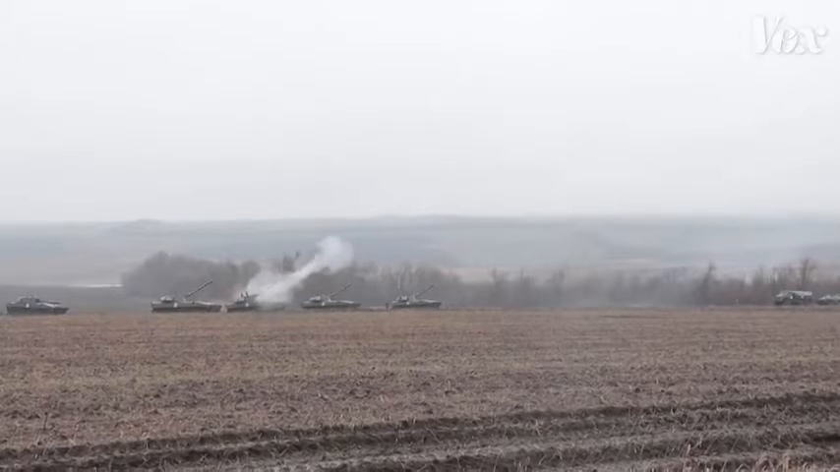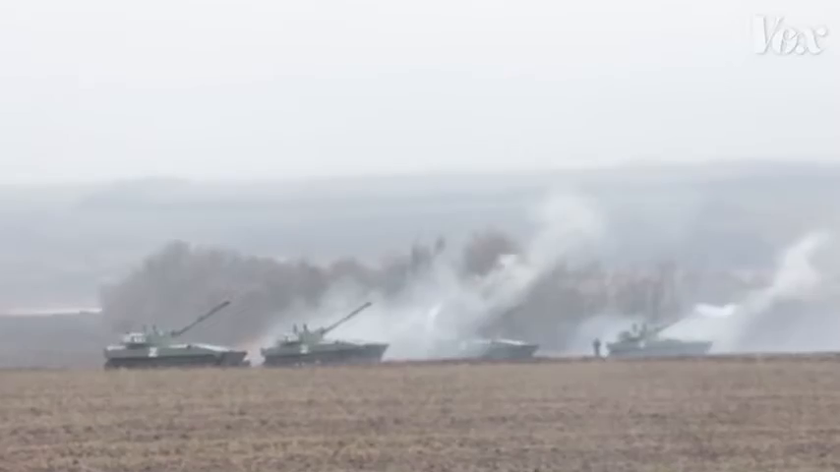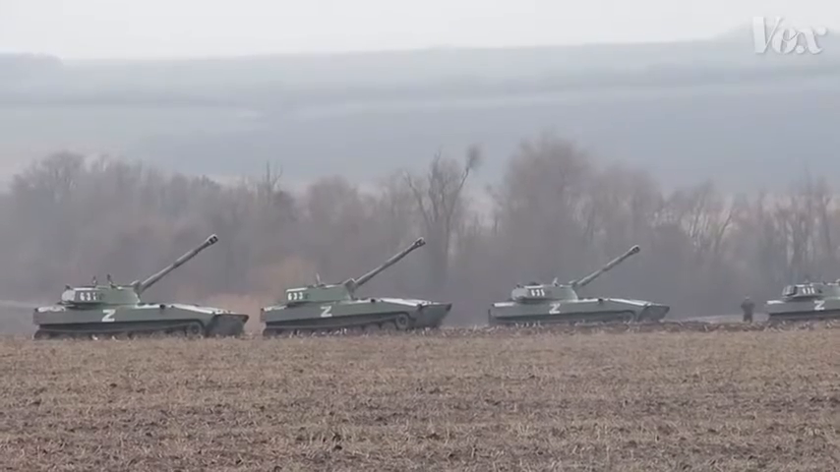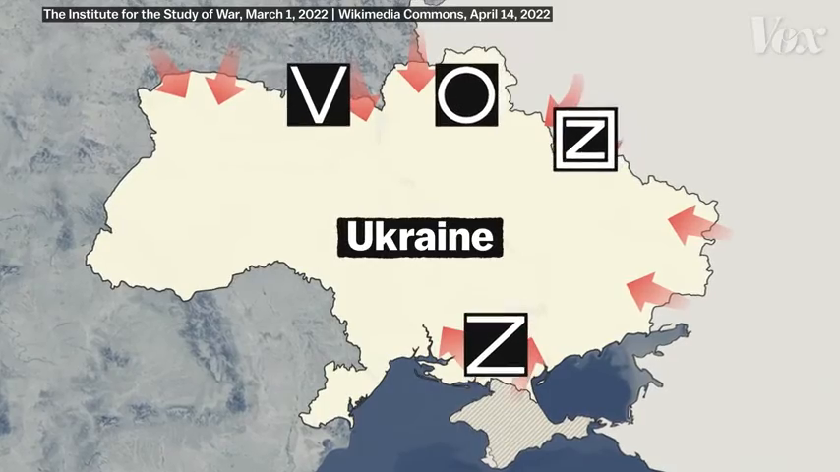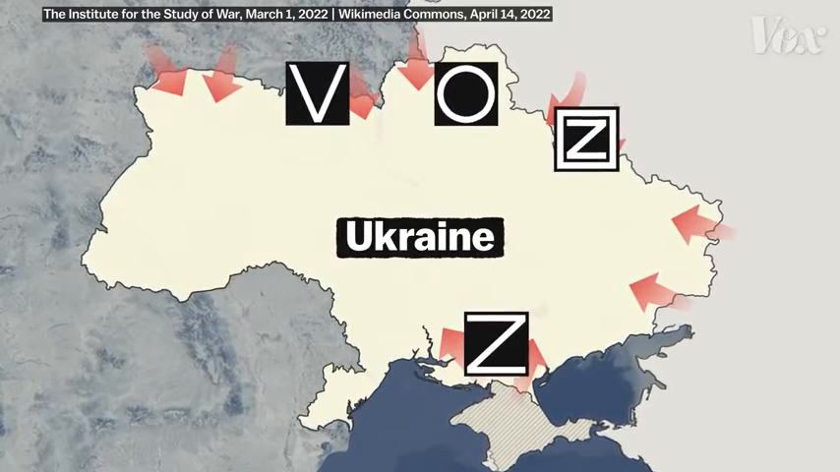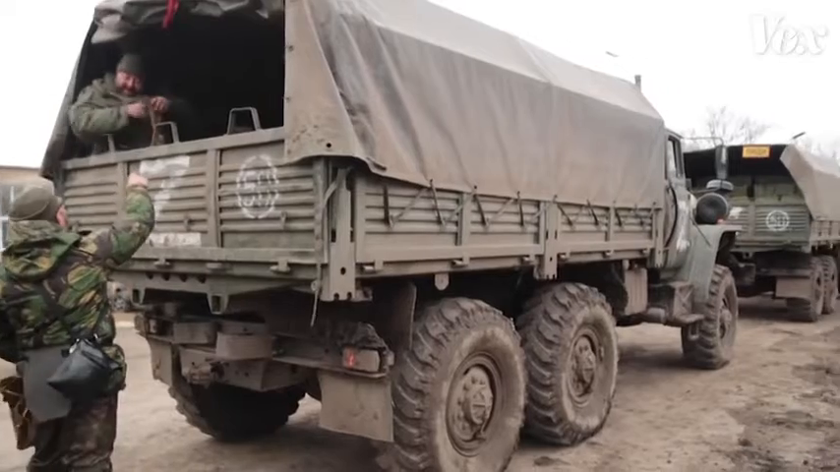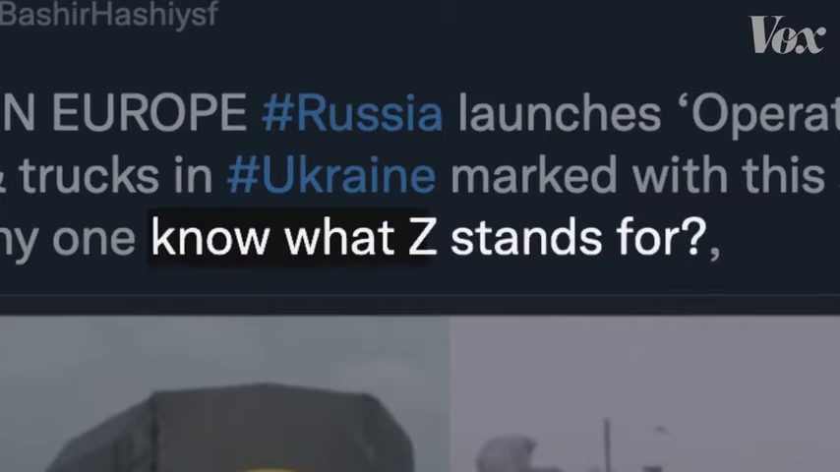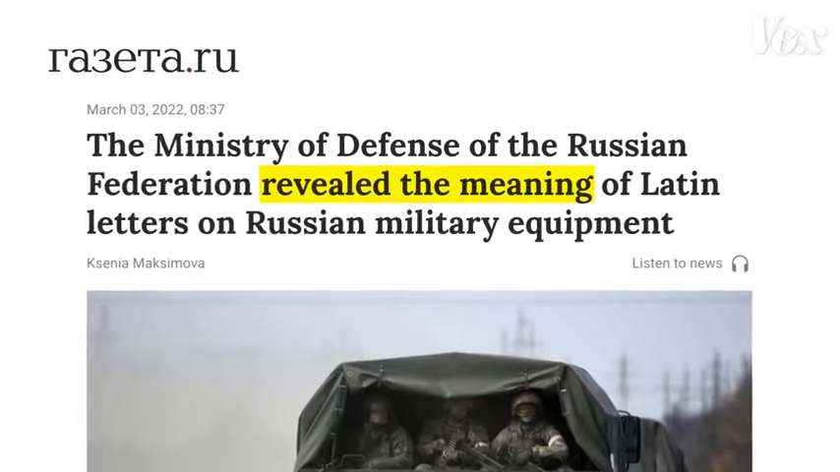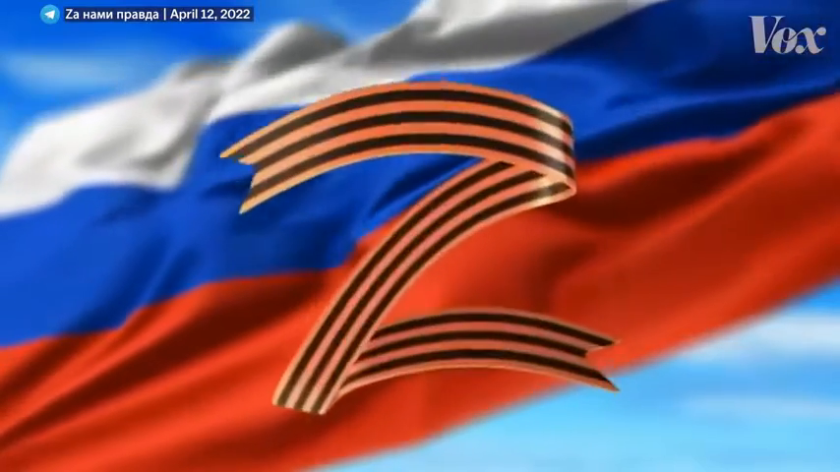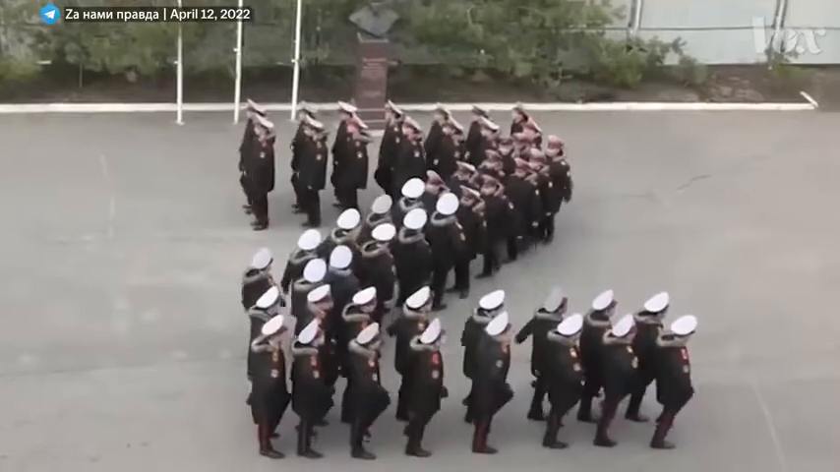But once the invasion began, most analysts agreed the markings were for tactical purposes, likely to prevent confusion on the battlefield, and potentially denoting where specific forces were attacking from. The Russian military didn't explain what the markings meant, until intrigue around them grew online, and people in Russia saw the chance to use the Z as a tool for propaganda.